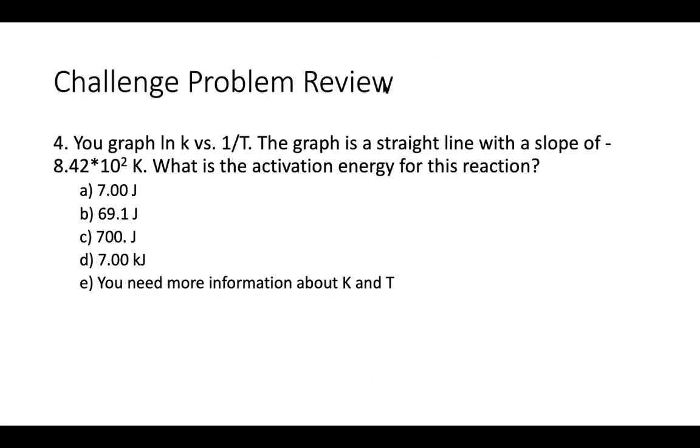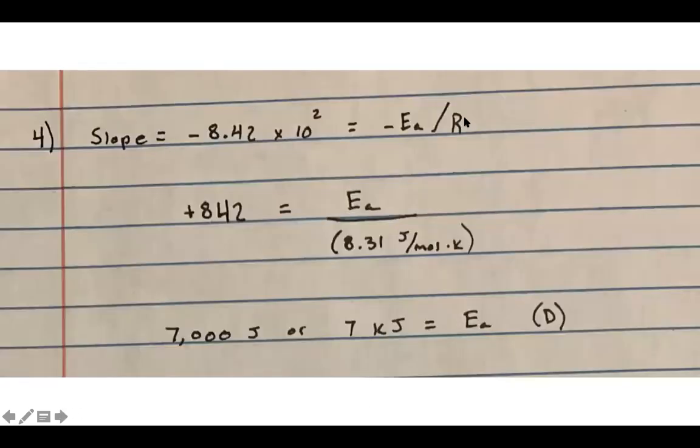When you take the natural log of our Arrhenius equation, the portion attributed to the slope is negative activation energy over R. So all we have to do in this problem is say that our slope is equal to that. We're solving for our activation energy, and we know R is 8.31 joules per mole Kelvin. When you solve for activation energy, it comes out to about 7,000 joules, which wasn't one of the options, so we convert it to 7 kilojoules, which was option D.